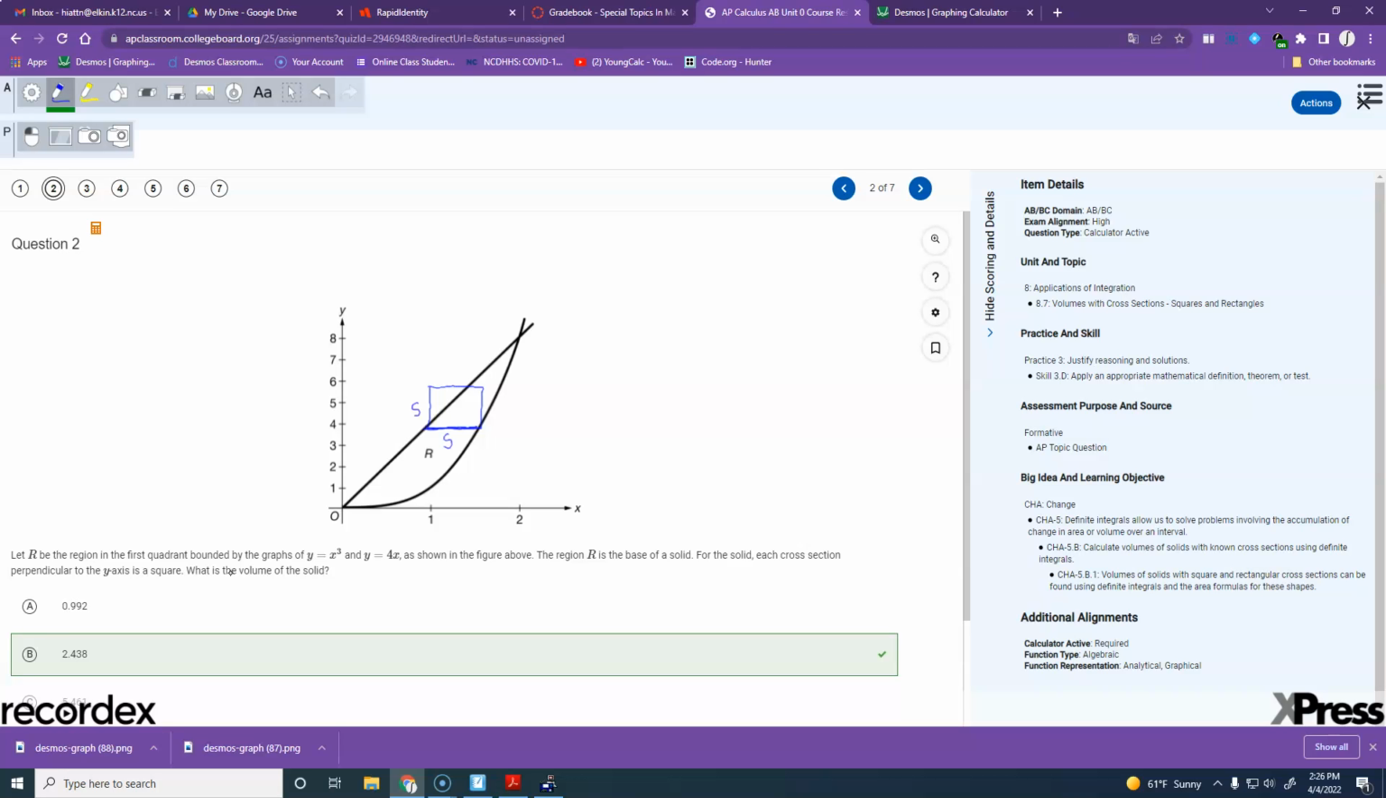Whenever we're dealing with the horizontal slice here, we need to do the right equation minus the left, but we need them to be in terms of y. So this equation on the right is y equals x to the third. They did not give it to us in terms of y. How would I find it?